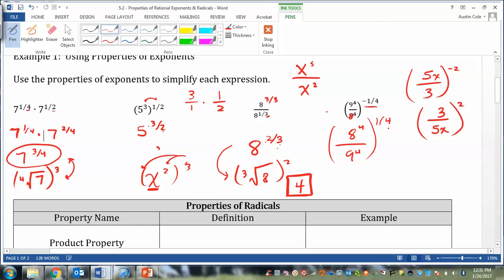Now, this 1/4 needs to go to both the top and the bottom. Now, what's 1/4 times 4? What's 1/4 of 4? That's just 1, right? If I have 4 cookies and I say, hey, Tristan, you get 1/4 of my cookies, I'm going to give Tristan 1 cookie. So this is going to be 8 to the first power and 9 to the first power. So the answer there would be 8/9. Dang, that one was easy. Questions here?